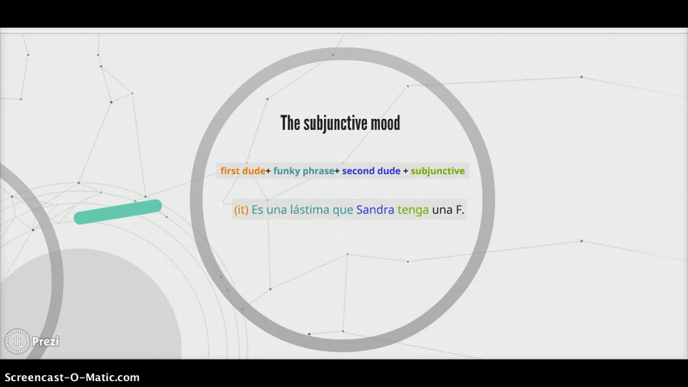All right. And here's another example. Yo quiero que Sandra saque una A. Yo is the first dude, first subject. Funky phrase, quiero que. Sandra is the second dude, and saque una A is in the subjunctive. I want that Sandra get an A. It's really strange. We don't really use it very much in English, but this statement is something that I wish or want. It's not reality yet. I want Sandra to have an A.